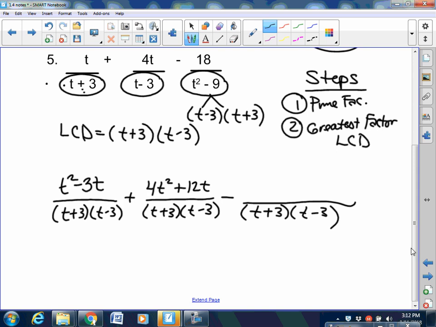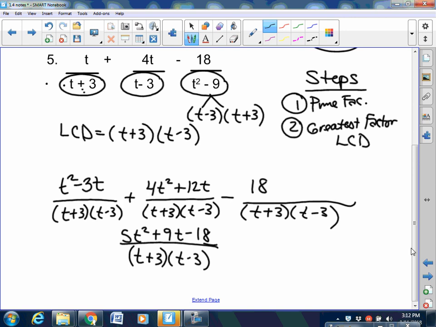And this little guy is missing nothing. It's identical on the bottom. Do you see that they're identical? So if they're identical, do you have to switch the 18 to anything? No. So can we put them all over one common denominator? T plus 3, t minus 3. And then you can put all the numerators together. So how many t squares do we have? 5t squared plus 9t minus 18 all over t plus 3, t minus 3.